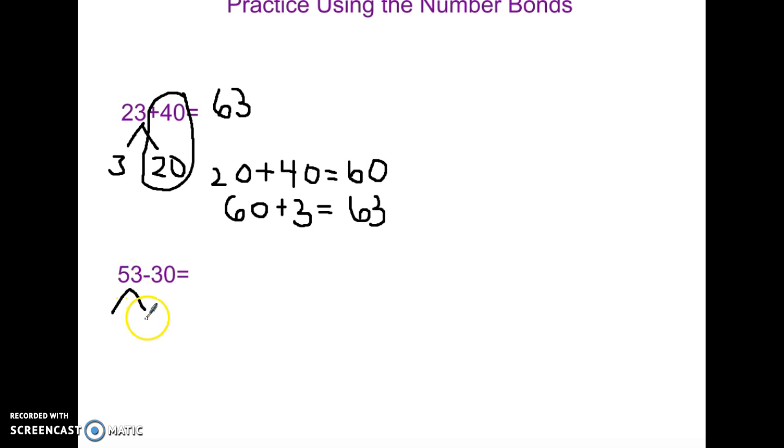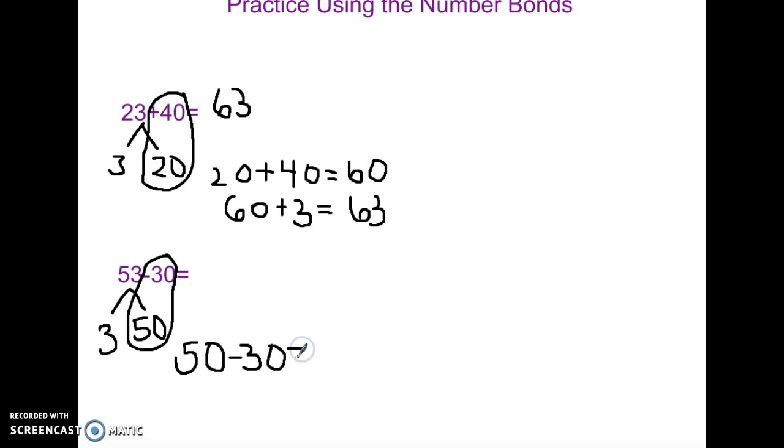5 tens is 50. I always like to put the big number on this side because it's easier to circle on. But if you put it on the other side, it's not going to be wrong. It just gets a little messier. So then I had my 50 and my 3. And now I'm circling. 50 minus 30 is my new problem. And what is 50 minus 30? If I have 50 and I take 30 away, I have 20 left.